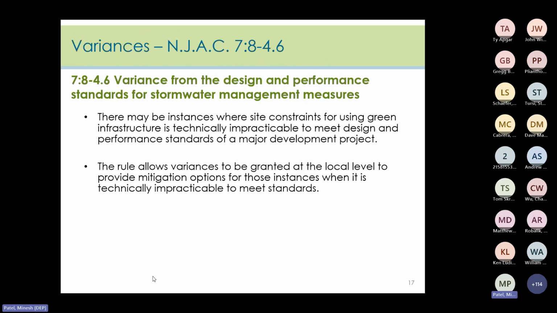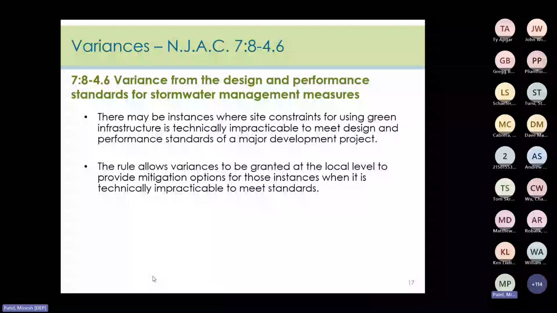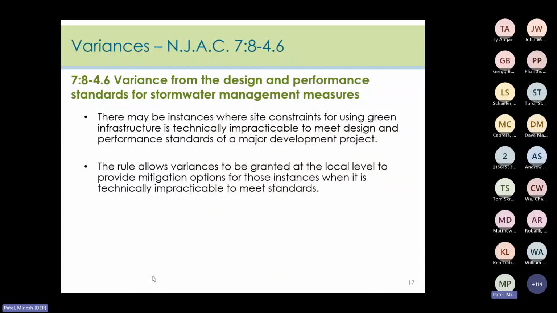So the amendments to 7:8-4.6 were made to clarify the conditions that would warrant the granting of a variance by a municipality for a major development project. The amendments are intended to ensure that municipalities are not granting variances under inappropriate circumstances. Municipalities do not have to grant variances, and they do not have to create a mitigation plan if they do not plan to grant variances.